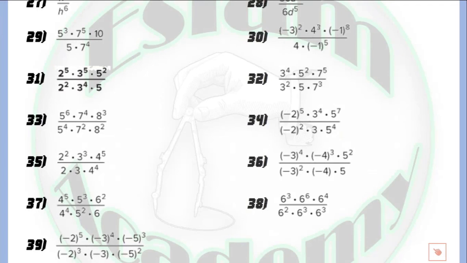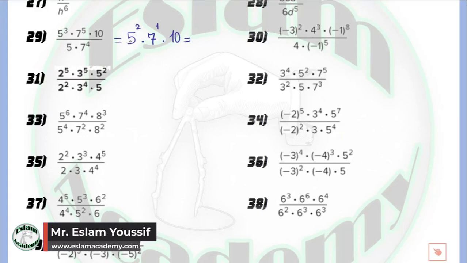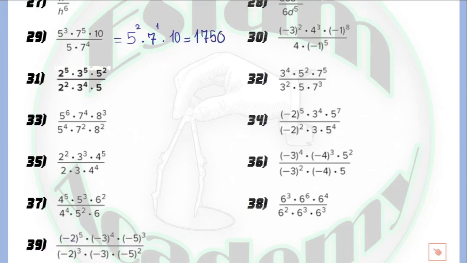In question 29, 5 to the power 3 times 7 to the power 5 times 10, over 5 times 7 to the power 4. At the first, just look at the numbers which have the same base. We have 5 to the power 3 and 5. We just write 5. 3 minus 1 equals 2, because in dividing we just subtract the power. Now we have 7, so just write 7. 5 minus 4 equals 1. There is only one 10, so we just write it without any change. Now we need to multiply. 5 to the power 2 times 7 times 10, the answer will be equal to 1750.